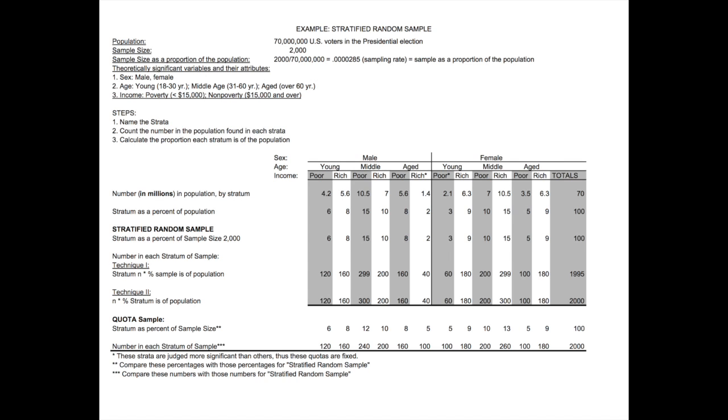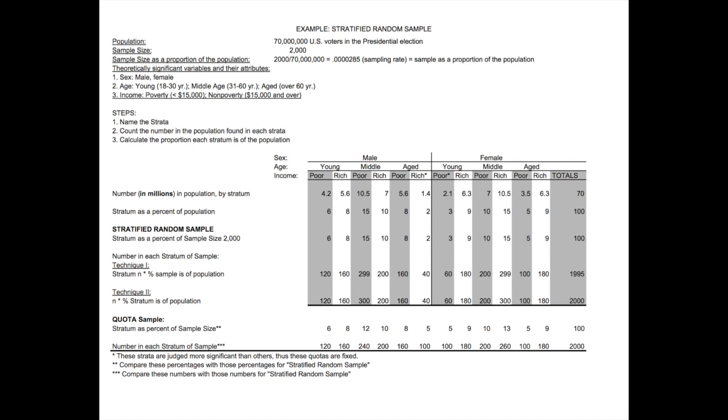The first 2 rows of data in our data table are the known information from the population. These are the numbers in millions in the population by stratum. Remember, we've got 70 million registered US voters, and what we know about that population is that 4.2 million of them are poor young males, based on the way we've defined it. And 5.6 million of that 70 million are rich young males, and so on. If you see across the row, we get our row total of 70 million, which is reflective of our 70 million in the population.